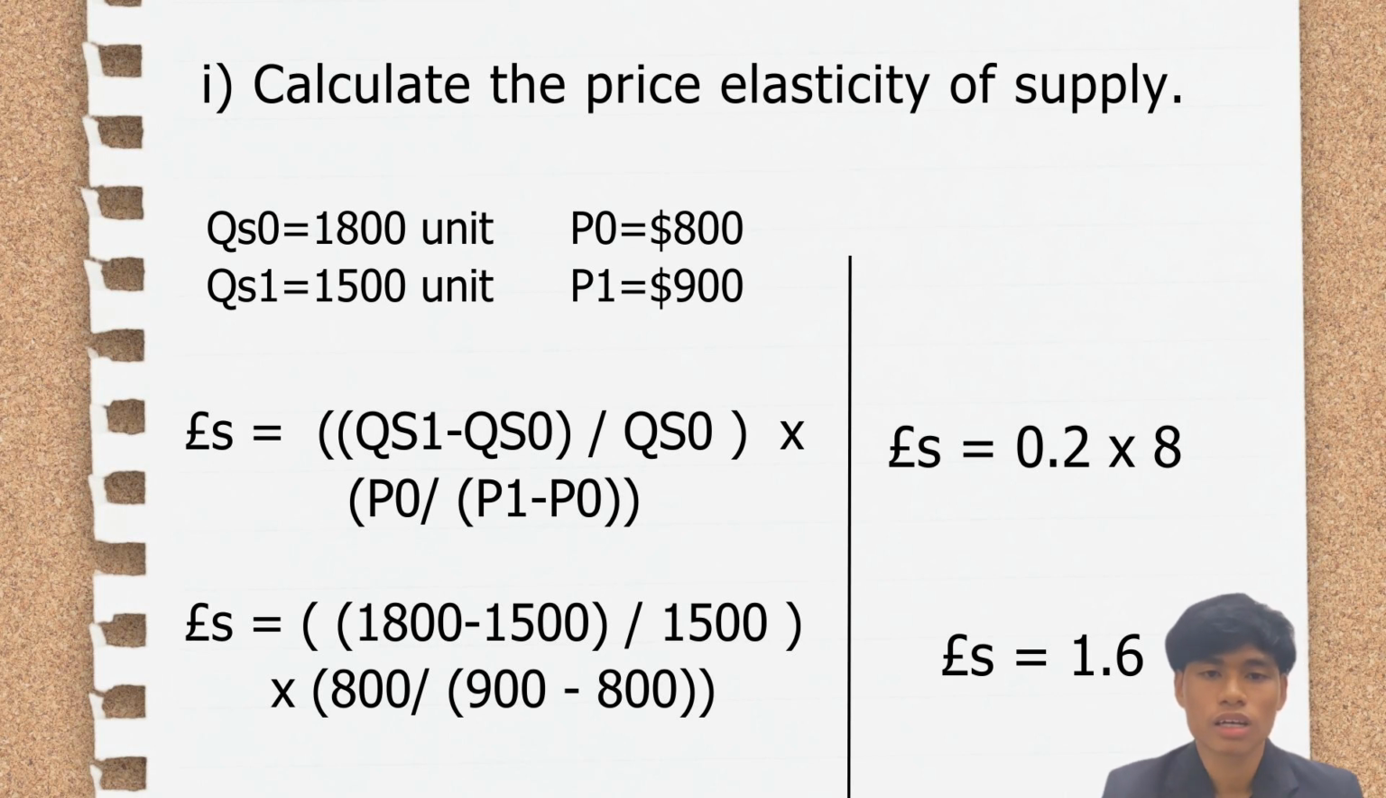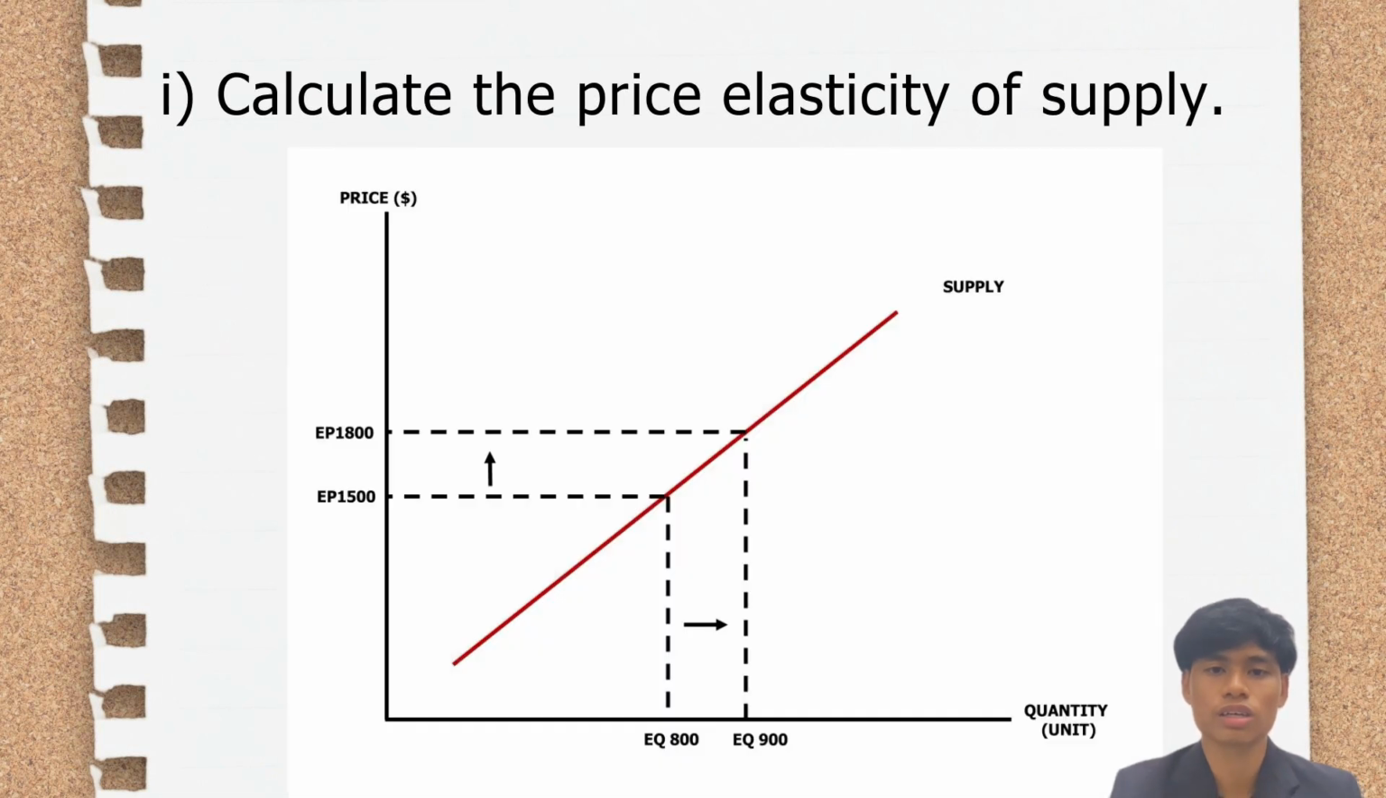So, ES means elasticity of supply, which equals in brackets quantity supplied 1 minus quantity supplied 0, divided by quantity supplied 0, times in brackets price 0 divided by in brackets price 1 minus price 0. So elasticity of supply equals 1,800 minus 1,500, divided by 1,500, times 800 divided by in brackets 900 minus 800. So the answer is 0.2 times 8, and the final answer is 1.6. As you can see on the slide, this is our graph of price elasticity of supply.